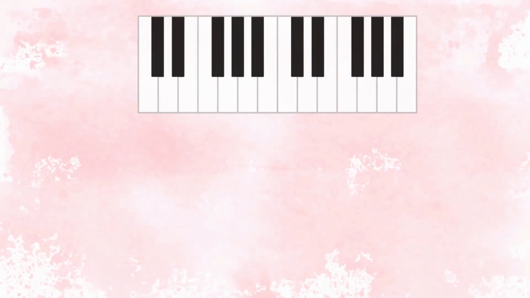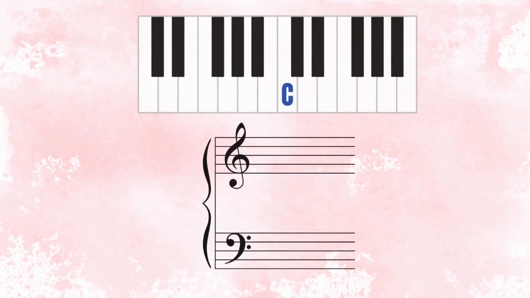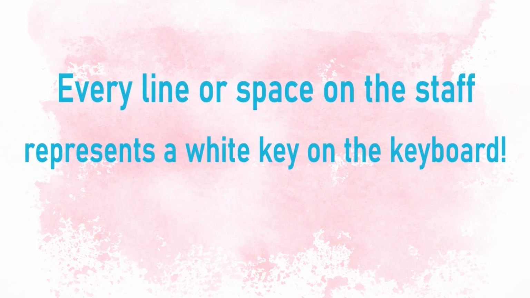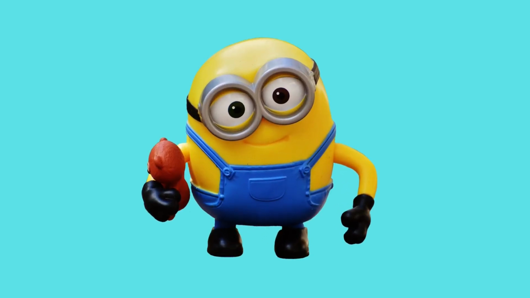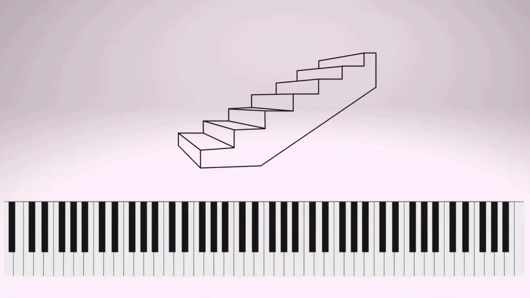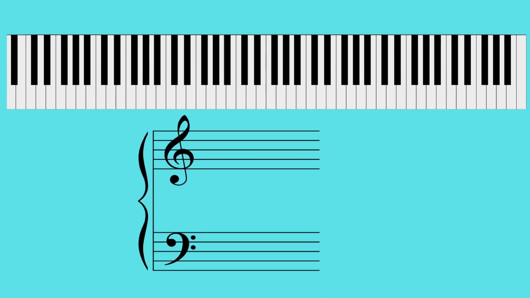Remember your best friend with a C in the middle of the piano keyboard? On the grand staff, it's placed right in the middle between the two staffs on a special line. Every line or space on the staff represents a white key on the keyboard. Just like we compare the piano keyboard with a set of stairs, we can do the same thing with the staff. Just imagine each line and each space of the staff represents a step.